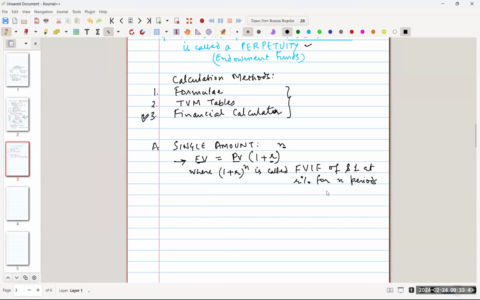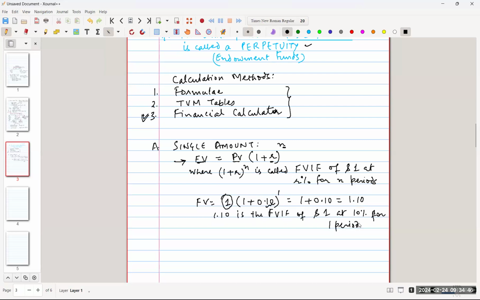Let us calculate this. Let's say we have $1 at the moment and we want to calculate its future value. Future value is equal to 1 multiplied by 1 plus, let's imagine a rate of interest, 10%, and n is one period. So we have 1 plus 0.10, which is equal to 1.10. So we will say that 1.10 is the future value interest factor of $1 at R, which is 10% in this case, for n periods, for one period in this case.